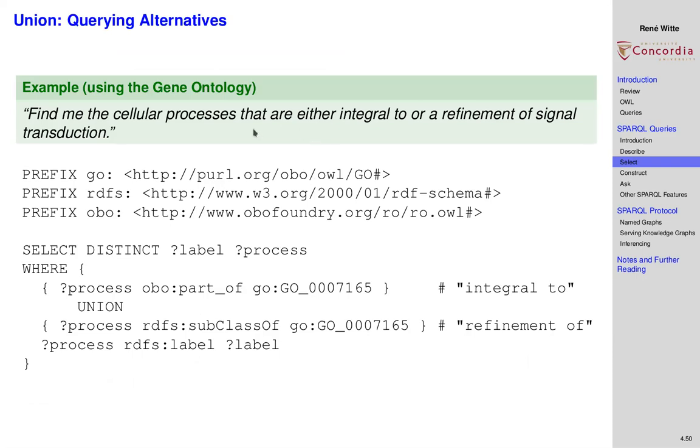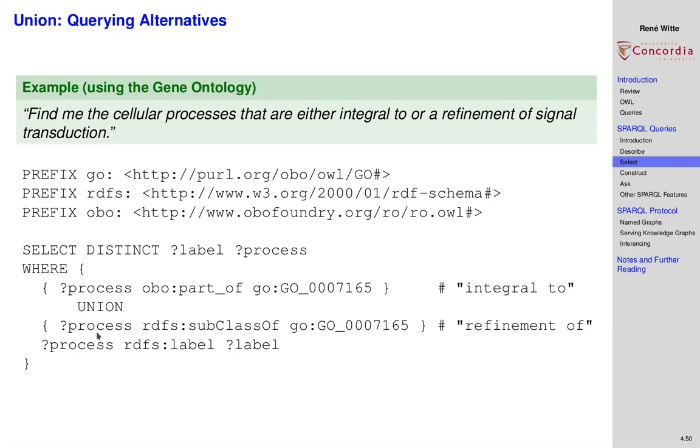As an example, let's say you have a query like this and you are querying the gene ontology. You want to know all the cellular processes that are either integral to or a refinement of signal transduction. So we have the prefix definition here, and what we're interested in is the label and the process. Now you can see this union in action down here. The first part is matching that are either integral to, and the second part is a refinement of signal transduction. These are the two subqueries here.